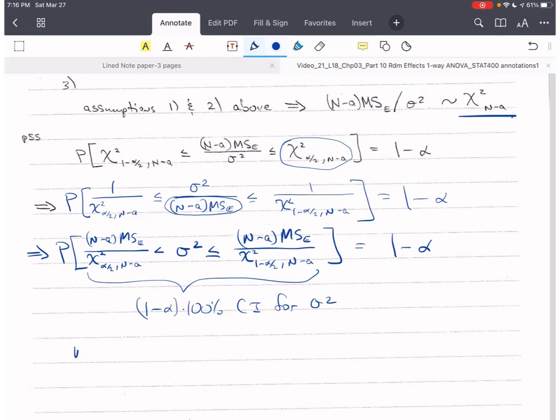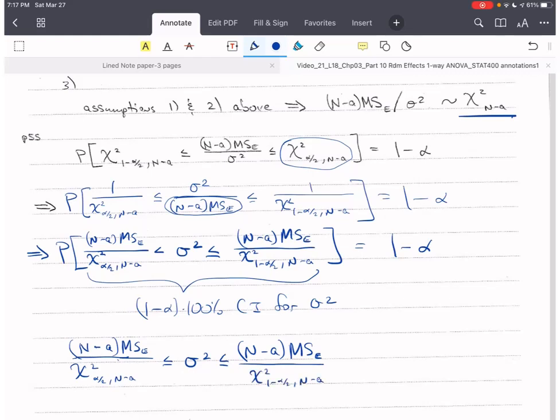Okay, so I have n minus a times MSE over the chi-squared alpha over 2 with n minus a degrees of freedom. And the upper limit is n minus a times the MSE over the chi-squared 1 minus alpha over 2 n minus a. So that is my confidence interval for sigma squared.